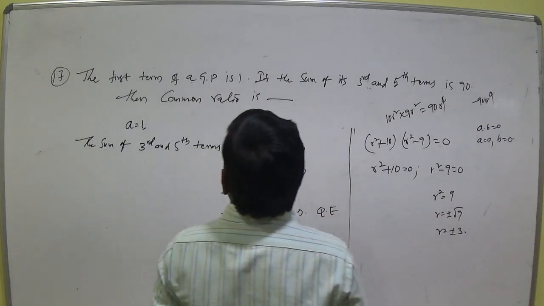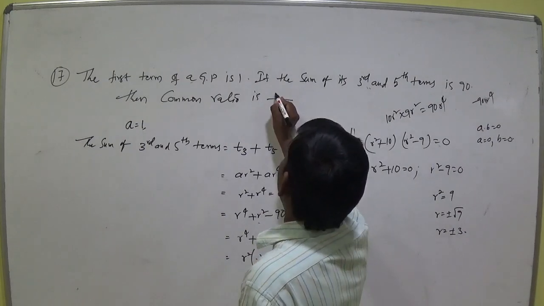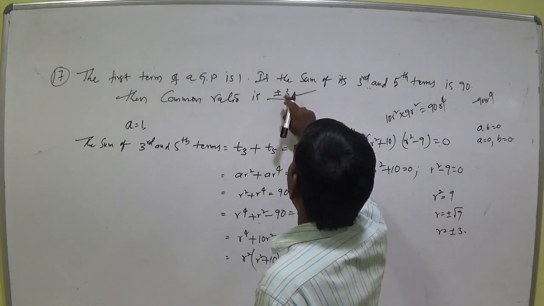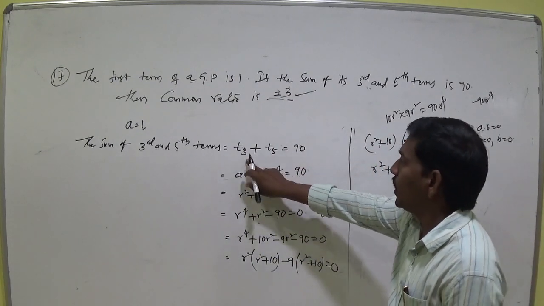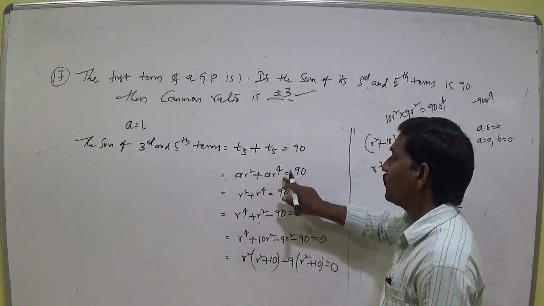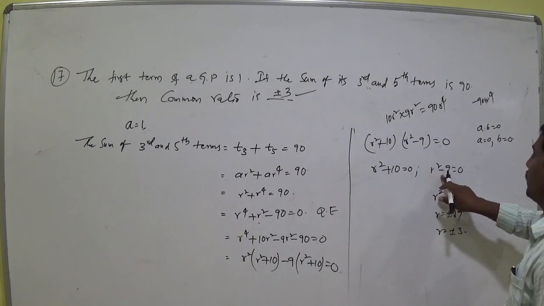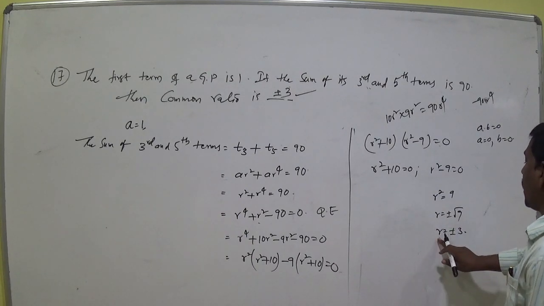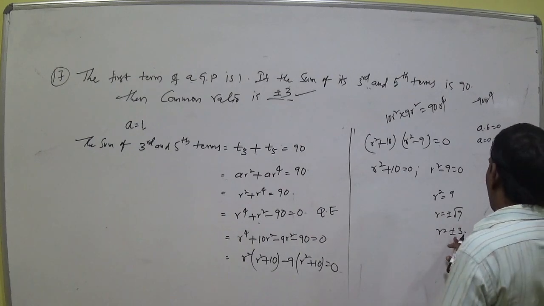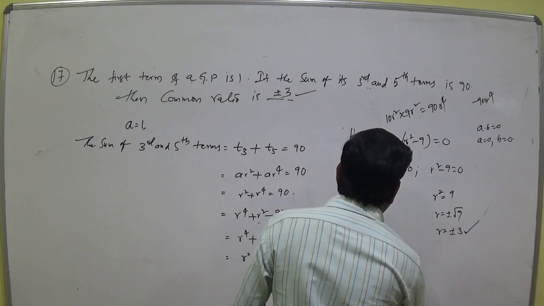So what is the problem? The first term of a GP is 1. The sum of its third and fifth terms is 90. The common ratio R equal to plus or minus 3. The sum of third and fifth terms is AR square plus AR power 4. By simplification, R square plus 10 equal to 0, and R square minus 9 equal to 0. R square equal to 9, so R equal to plus or minus root 9, plus or minus 3. So R equal to plus or minus 3.